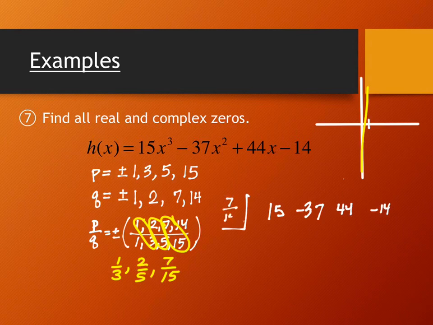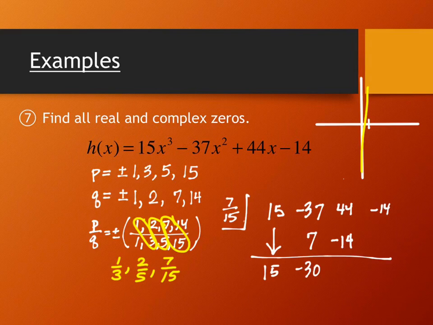7/15. Okay, so Damaris picked 7/15, and she's going to be glad she picked that one. It is positive, for sure, because it's crossing on the right-hand side, right? Okay. So 15 is going to come down. And what is 7/15 times 15? 7. What is negative 37 plus 7? Negative 30. Oh, hold on. Okay. What is negative 30 times 7/15? It's negative 14.